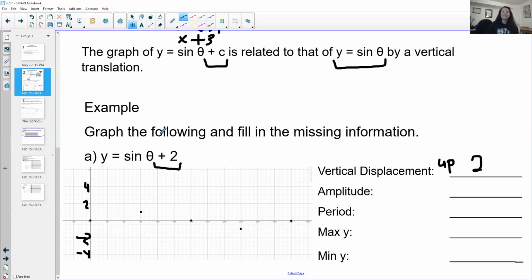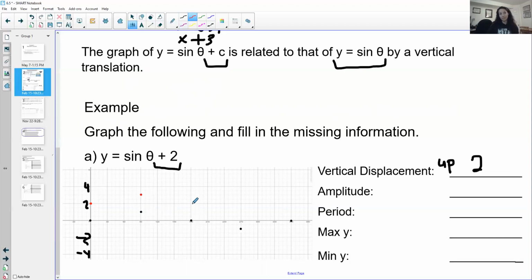But this function has been shifted up 2 units. So I'm going to take each one of these points and bring it upwards 2 units. So if this was at 0, now it's going to be at 2. And let me pick a different color. There it is, 2. And if this one was at 1, 1 plus 2 is 3. So this one's going to be at 3.